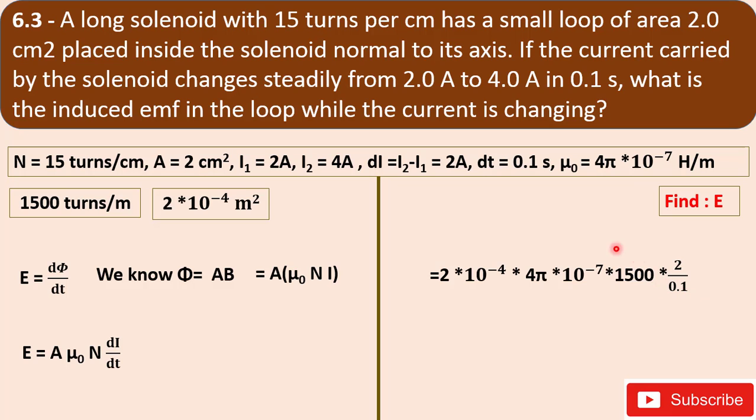Right. After evaluating this term, we will get the EMF E which is equal to 7.54 into 10 raised to minus 6 volt. So here we have calculated the EMF induced in a loop by simply using the equation E equal to d phi by dt according to Faraday's law of electromagnetic induction.